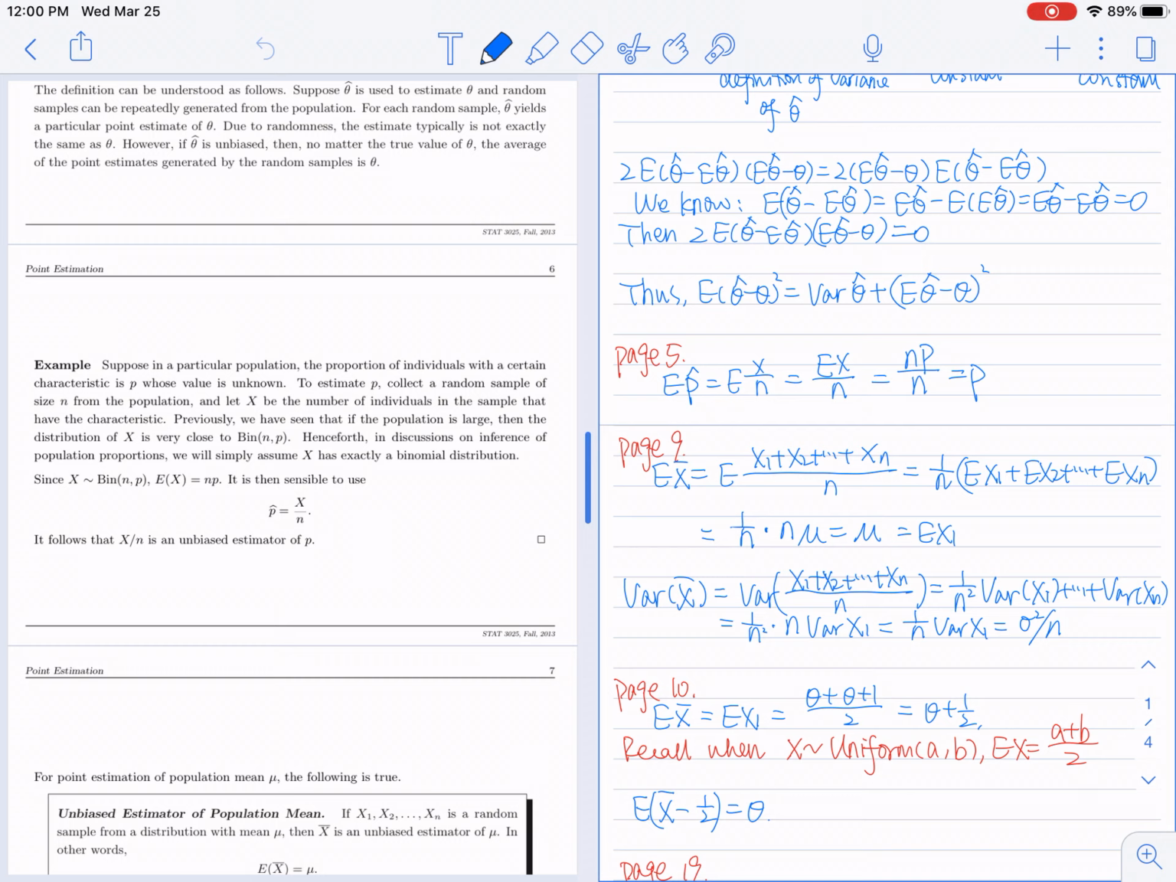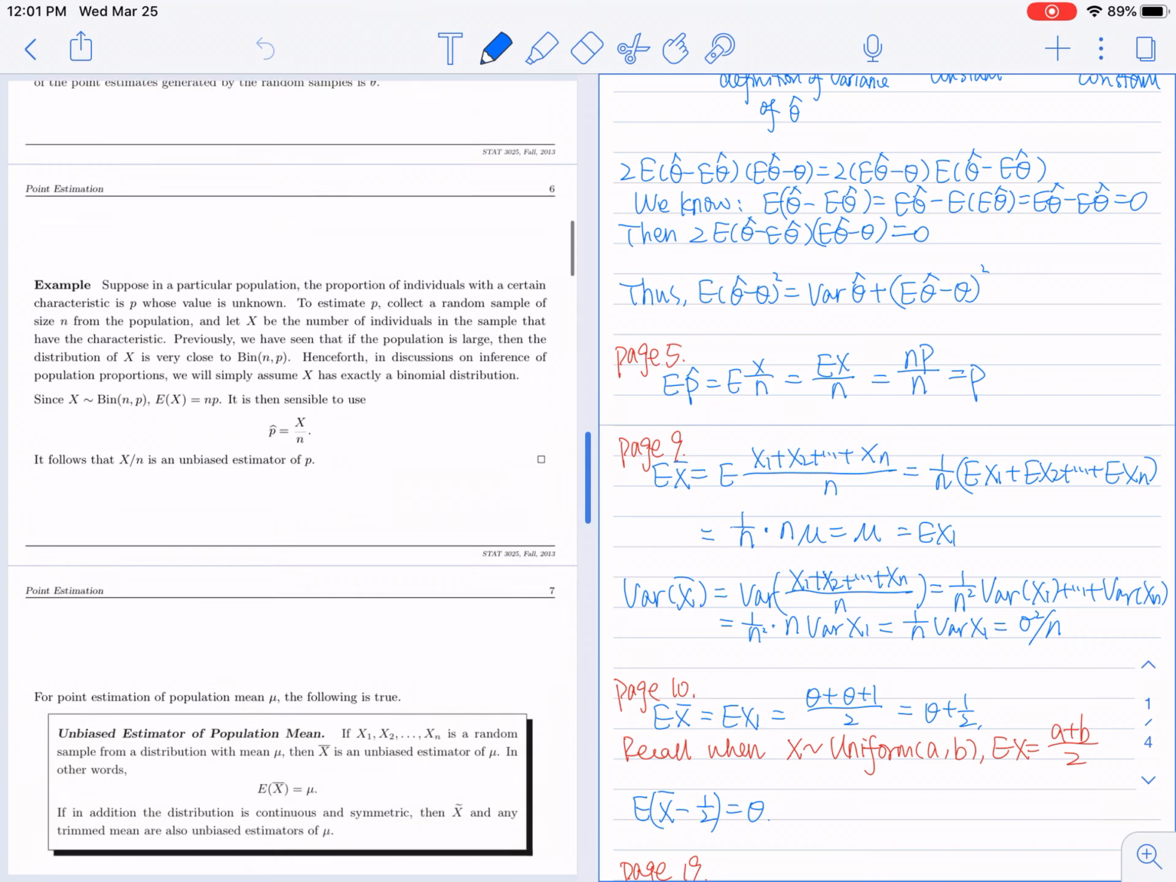So why? We give the derivation in the right hand side as well. So you can see the expected value of p hat will be equal to the expected value of x divided by n. Since n is a constant, we can take it out of the expectation. Then it will become the expected value of x divided by n. And we know for a binomial random variable, the expected value will be equal to n times p. So finally, we get the expected value of p hat equal to p. Then we conclude that this p hat is an unbiased estimator of p.